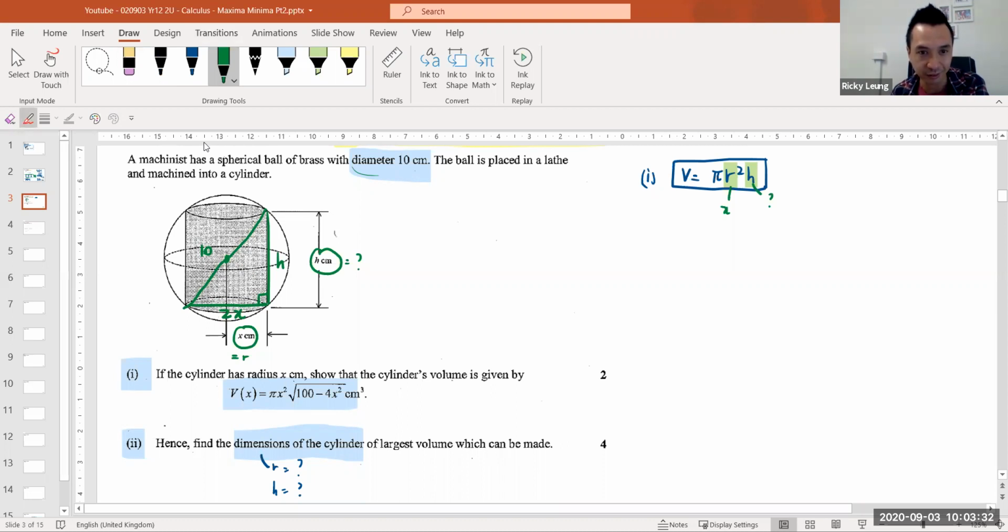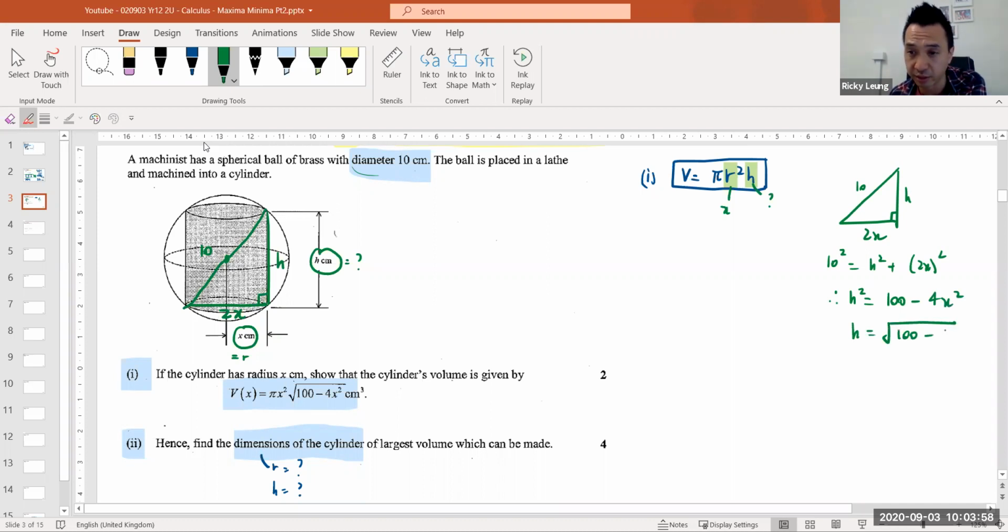You can see, by using this Pythagorean triangle, I'll do it over here in green. It's perfect. It's exactly what I want. 2x and 10, by Pythagoras, 10 squared equals h squared plus 2x all squared. Therefore, h squared equals 100 minus 4x squared. Perfect. h equals the square root, and it's always positive because it's a length.